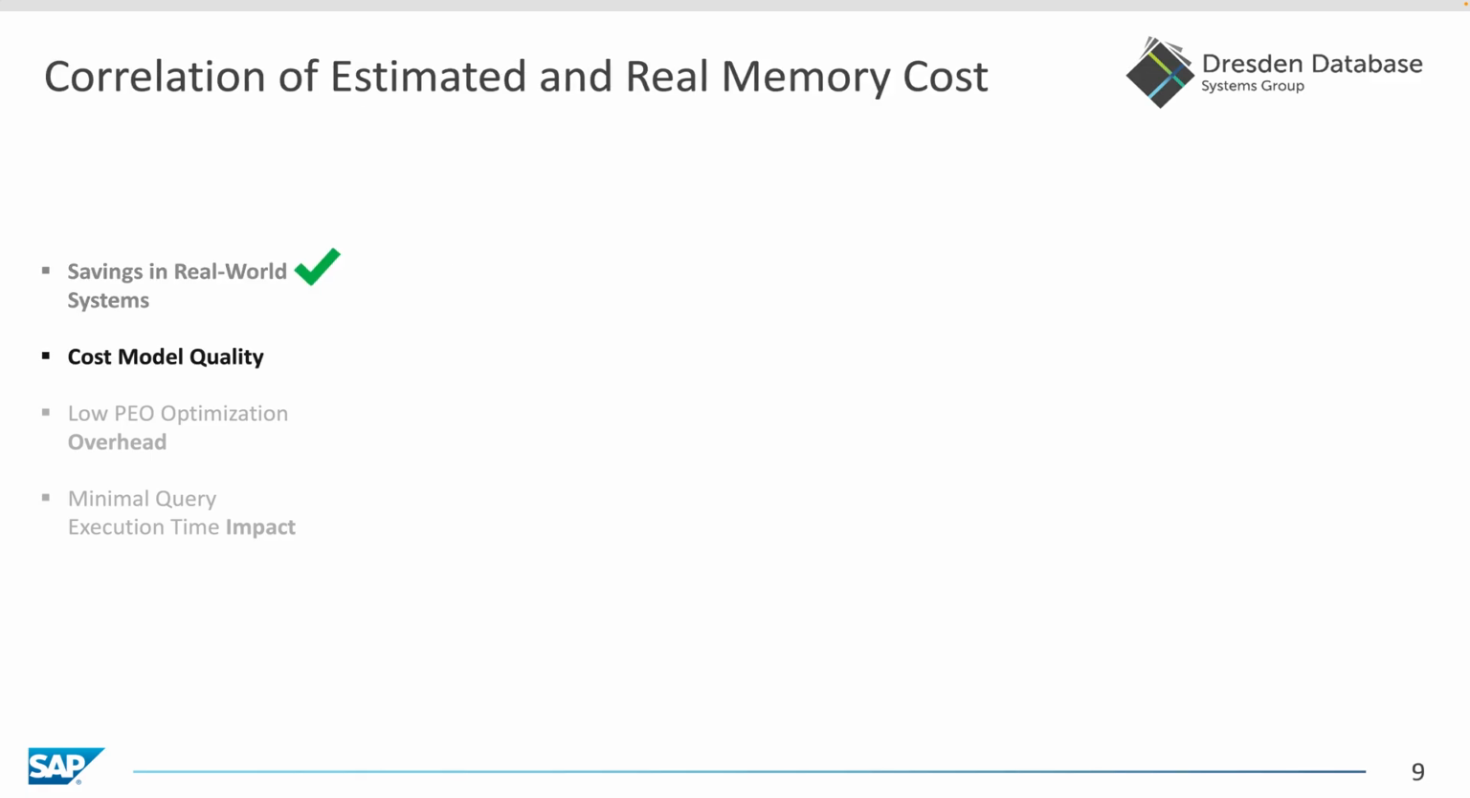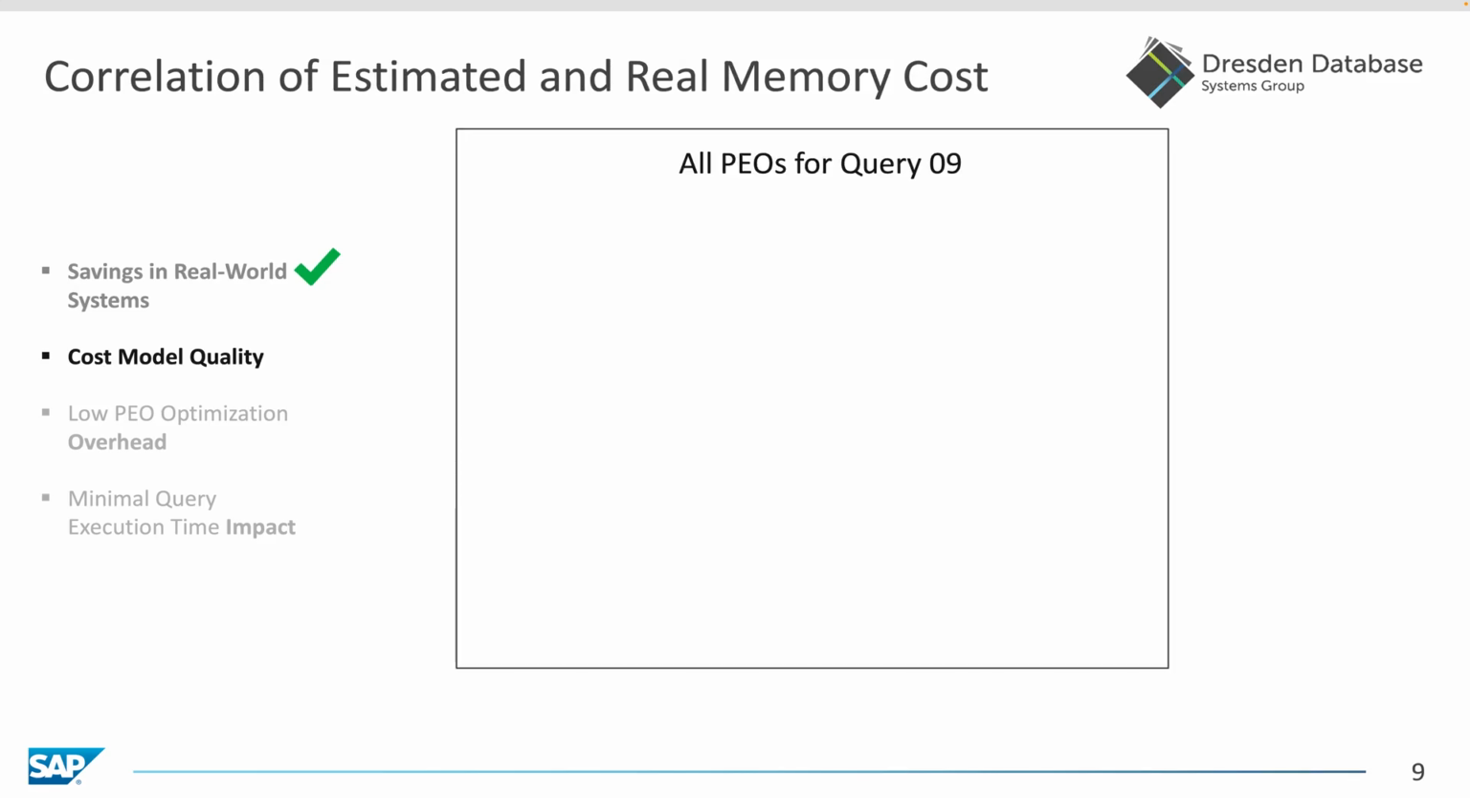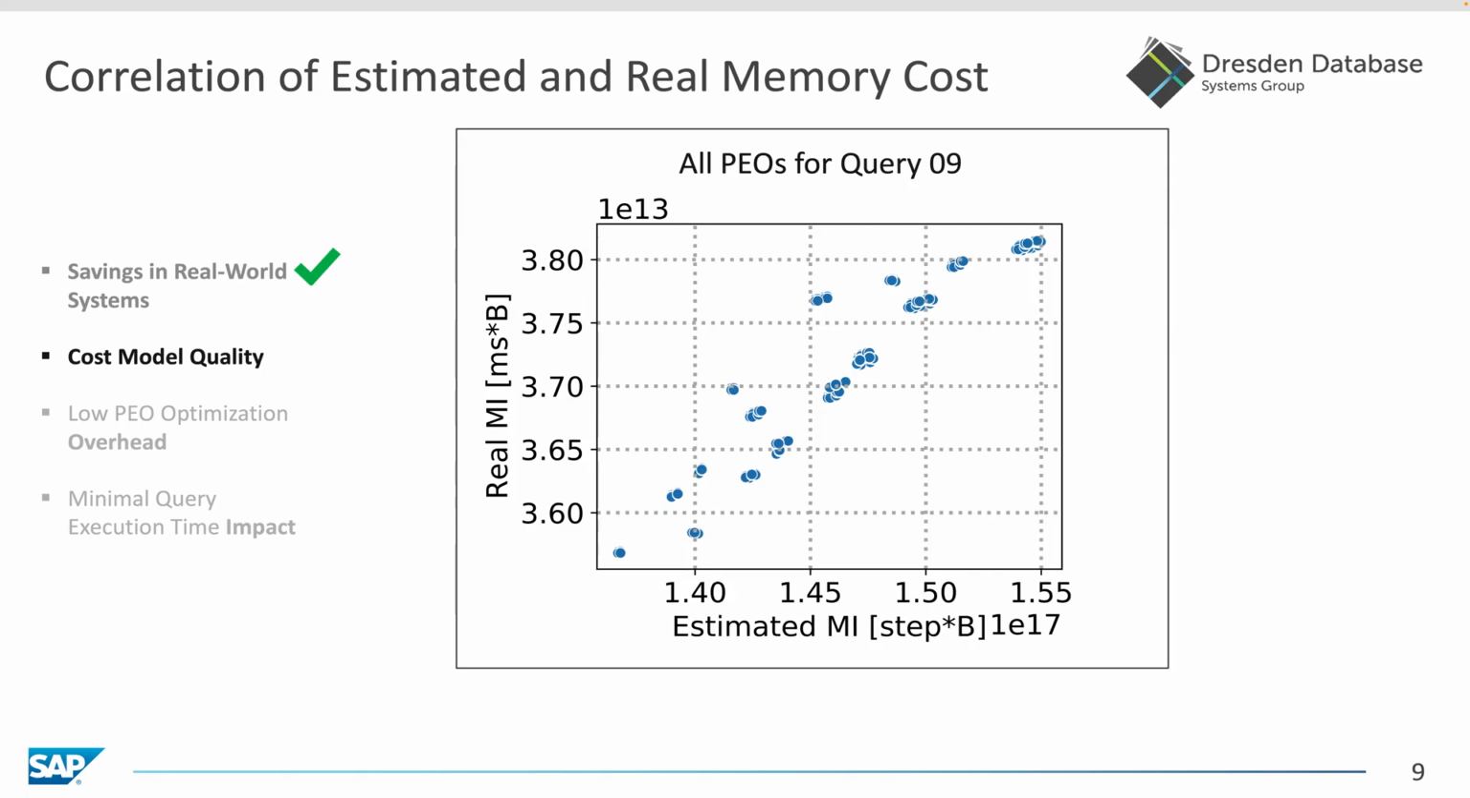Regarding the cost model quality, we first want to establish the correlation of the estimated and the real memory cost. And for this, we will plot the memory cost of all PEOs for query 9 of the joint knowledge benchmark. First off, we measure the pipeline execution times and average those to actually derive the measured memory integral. And within this diagram, each dot represents one particular PEO, and on the x-axis you will have the estimated memory integral, and on the y-axis you will have the real memory integral. And on the bottom left corner you can see the best possible PEOs, so they have a minimal memory integral, and on the upper right corner you can see the worst possible PEOs.